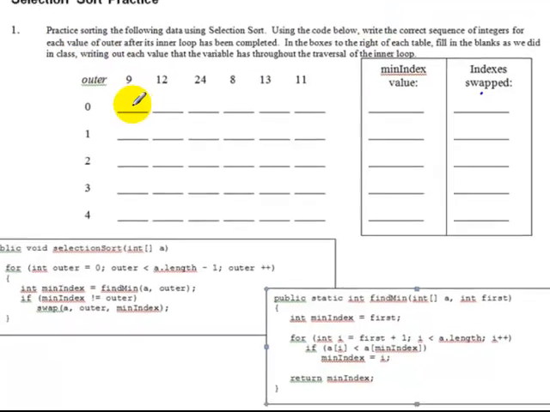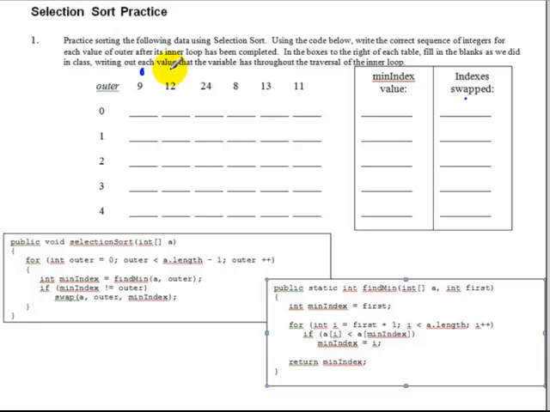So we're going to say that this is index 0, 1, 2, 3, 4, 5. And so the outer index starts at 0 and the min index value also starts wherever the outside index is. And so 9 is the contents of where min index is pointing. Is 12 less than 9? No, no swap. Is 24 less than 9? No, no swap. Is 8 less than 9? Yes. Min index value went from 0 to 3.